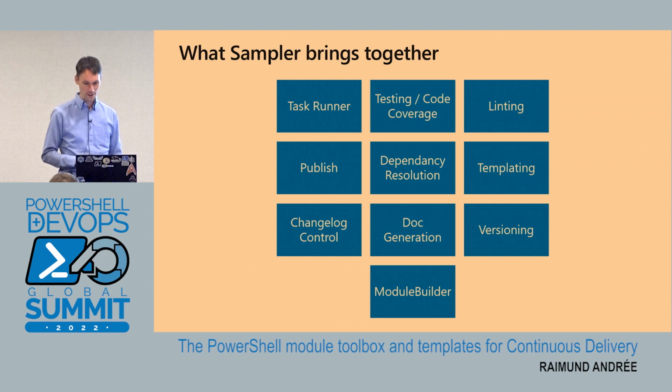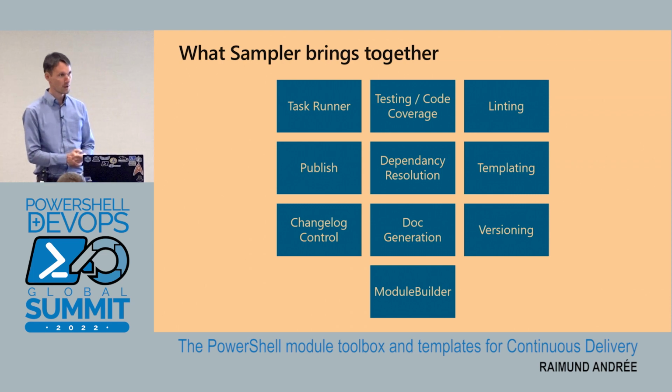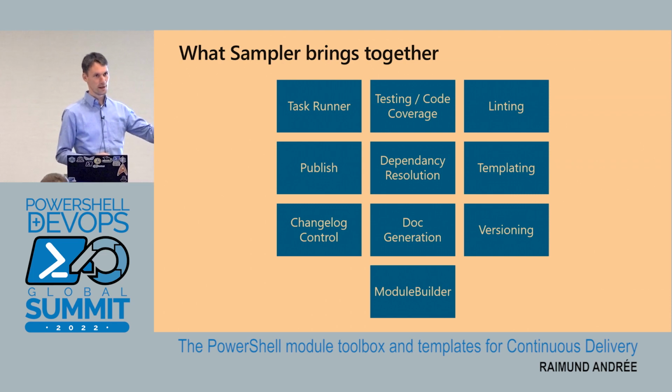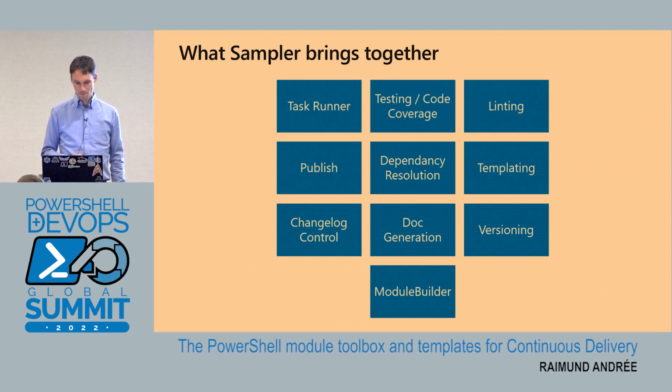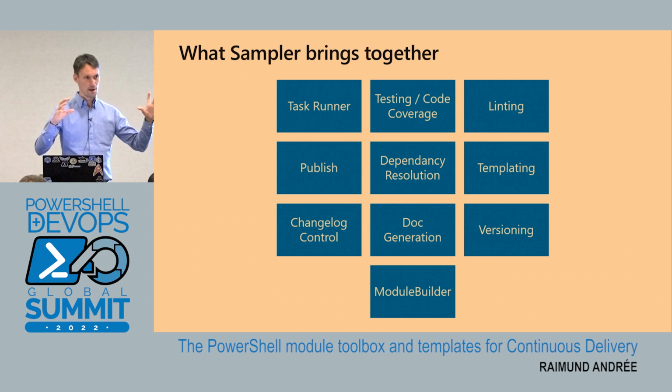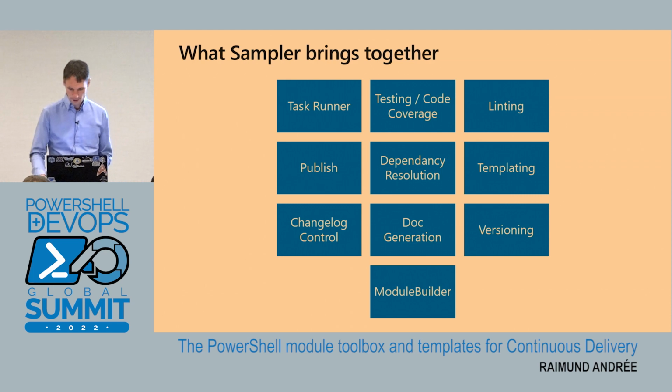Quite nice. We have automatic doc generation, so that means that the comment-based help is taken and converted into markdown files that are then part of a project. We have automatic versioning, which is GitVersion. We will see later what that means. And finally, we have the module builder. Module builder is the piece of technology that takes all the files and creates one large file that is much easier for PowerShell to deal with. Good. Let's go into some of these things.